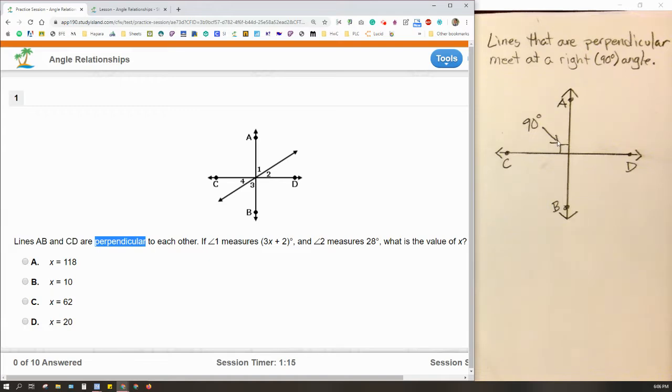Well, if this angle is 90 degrees, that means every other angle, all four of them, are all 90 degrees. Why? Because AB is a straight line, and these two angles, this one on this side of line CD and this one on this side of CD, make the straight line AB. And straight lines are always 180 degrees. So the angles that make them up have to add up to 180. So 90 plus 90 makes 180.